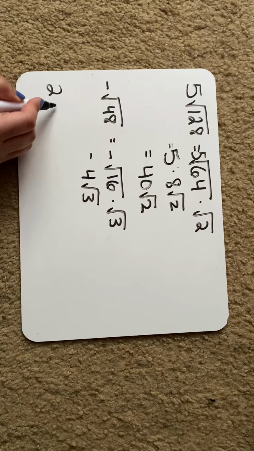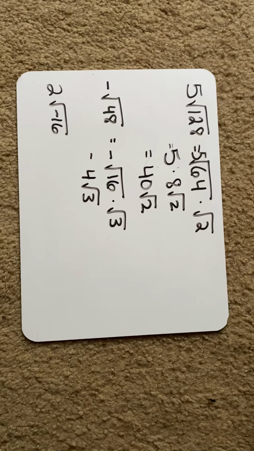Now number 7 is our one where we have a negative in the square root, so that one cannot be simplified.